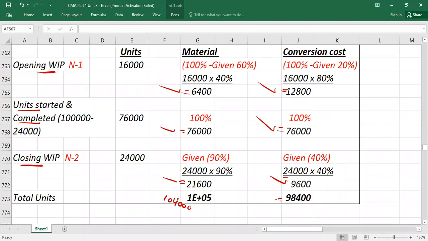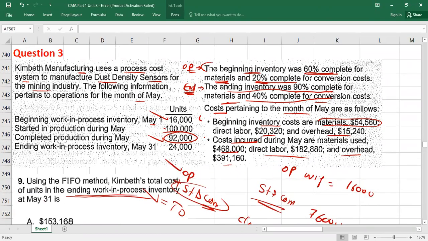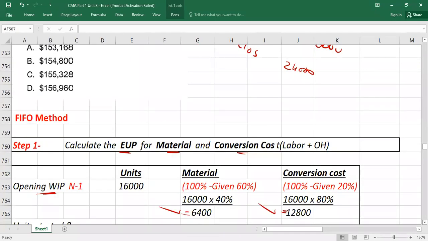Which method are you applying? The FIFO method, so the only focus is on current year cost. Don't take last year's. Current year cost is given here. Let me show you because I will not come back. This is current year data. For material, this is the current year cost. For labor, this is conversion cost from here till here, because conversion cost includes labor cost and overhead cost. Understood? So I'm taking you to the second step.